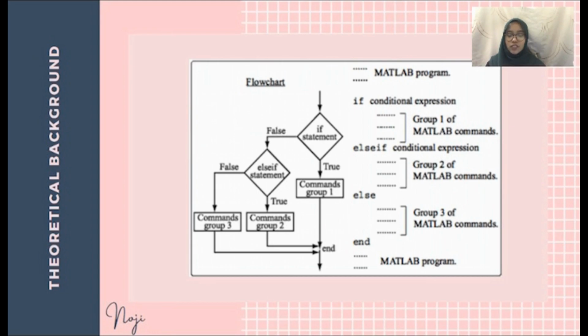If the conditional expression in the if statement is false, the program skips to the else if statement. If the conditional expression in the else if statement is true, the program executes group 2 of commands between the else if and the else, and then skips to the end. If the conditional expression in the else if statement is false, the program skips to the else and executes group 3 of commands between the else and the end.